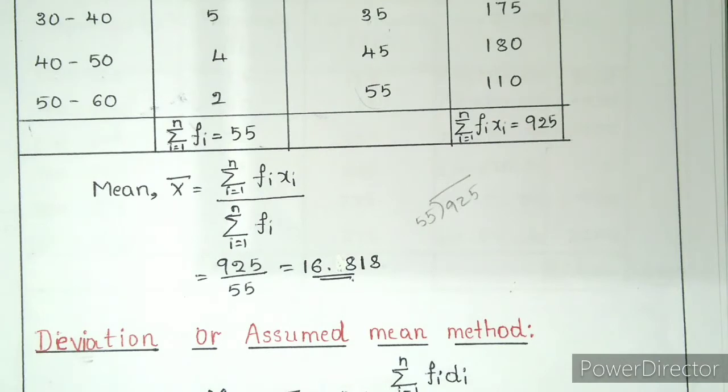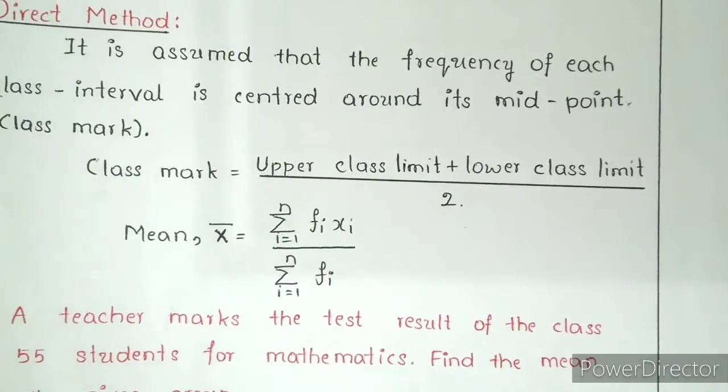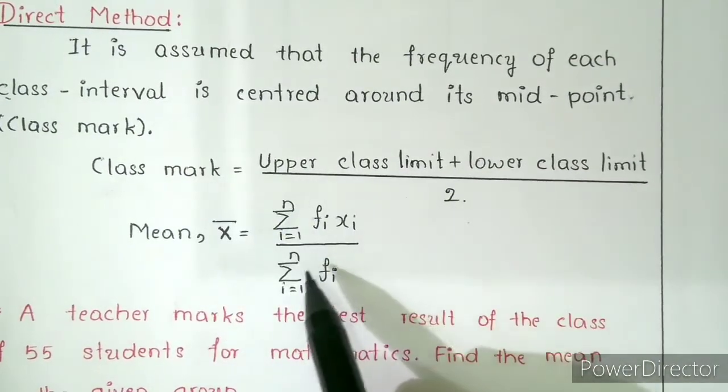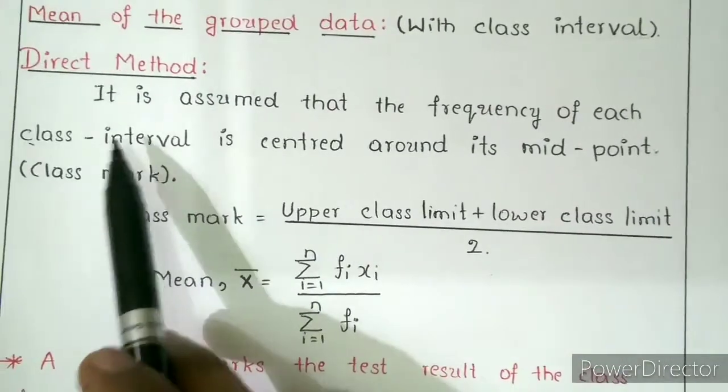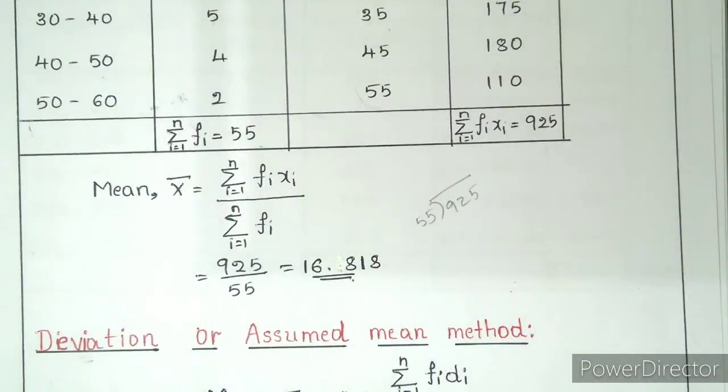Next, the second method is the deviation or assumed mean method. Totally you have 3 methods. The first one is the direct method, in which you find the class mark and go through the usual steps. The second one is the deviation or assumed mean method.